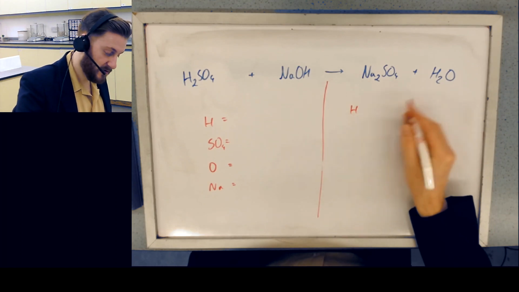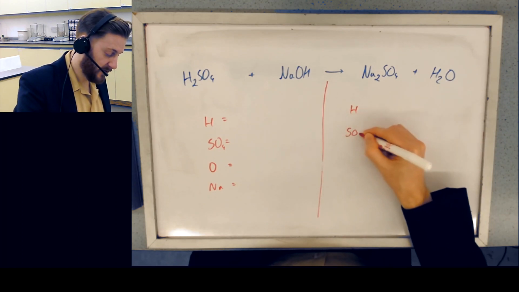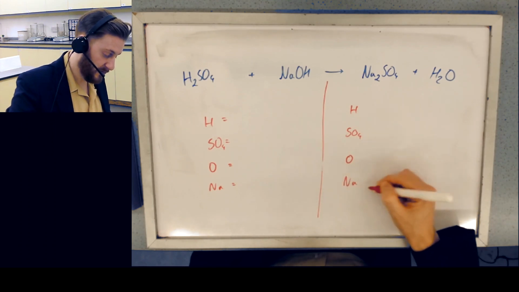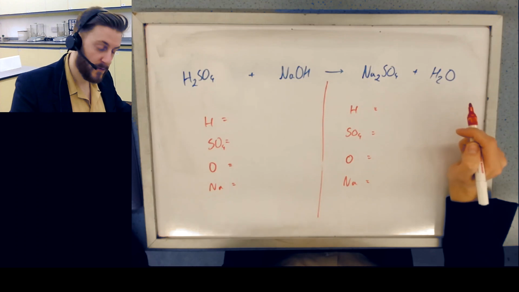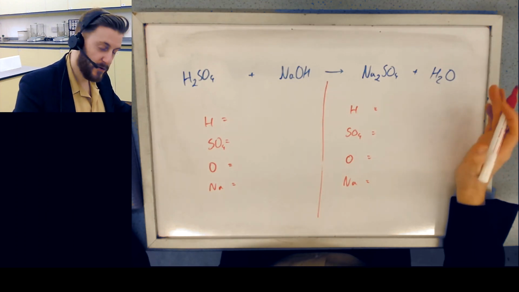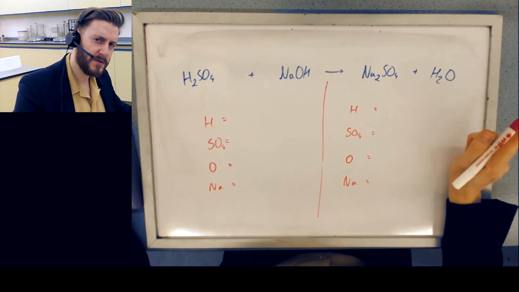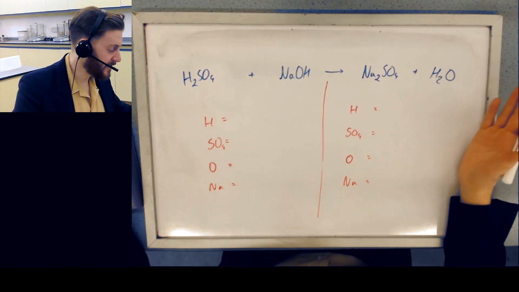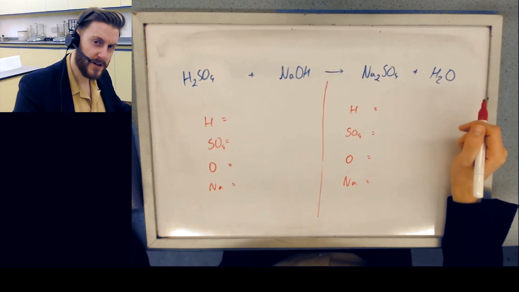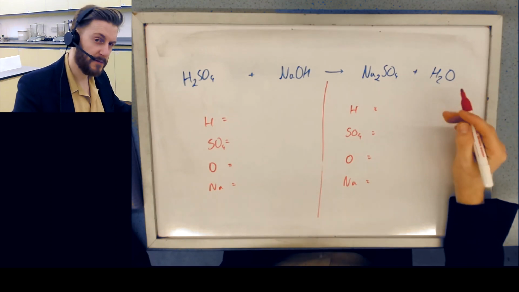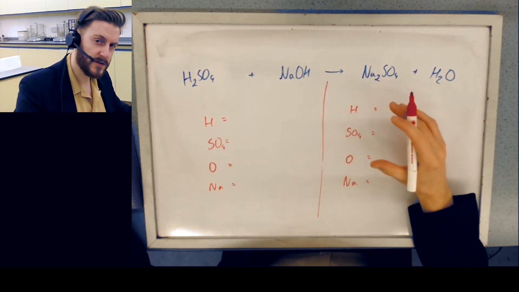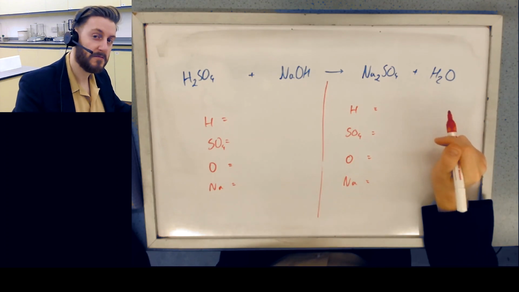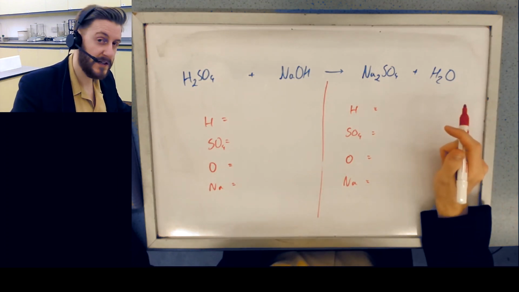So hydrogens on this side, my sulfate on this side, oxygens, and sodium. Now, my next tip with balancing equations. I don't have a good reason why this works, but trust me, it does work. Always leave oxygen to the end. I don't know why, there's just something tricky about oxygen. So I always leave it to the end. And quite a lot of the time, if I work everything else out first, the oxygens sometimes just work themselves out. It can happen. So just leave oxygen to the end is my tip.